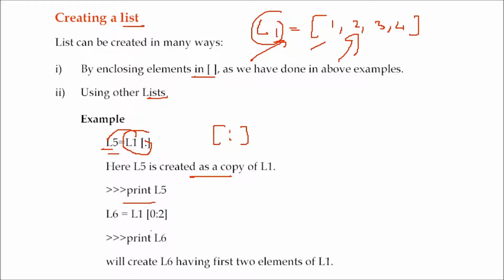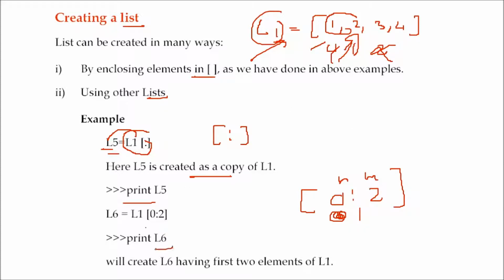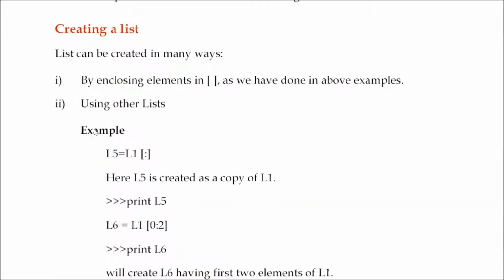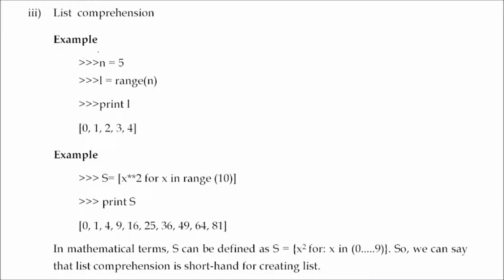Now if you want to slice also, you can take certain elements of L1 and place them here. Please understand, when you are writing this, if this is N, this is M. It will start from subscript 0, but it will go only up to 2, not including 2, so 0 and 1. It will not go to 2, because that is the highest range. It will only take values at 0 and 1. So L6 will be 1 and 2. If you print L6, it will be 1 and 2.